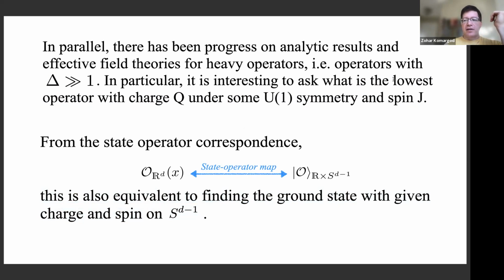And the question of finding the lowest operator maps to the question of finding the ground state of the theory on this auxiliary sphere in the presence of some fixed charge density or fixed angular momentum. So finding the ground state of a quantum system is a little bit easier as a conceptual question than answering this question in the abstract, because we have some intuition. So are there any questions about the introduction and what we are aiming to do?